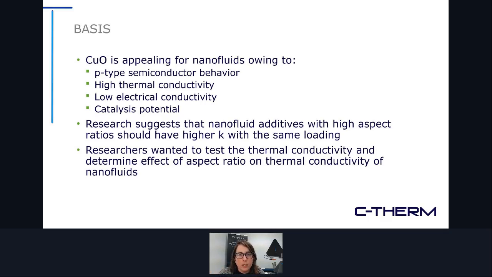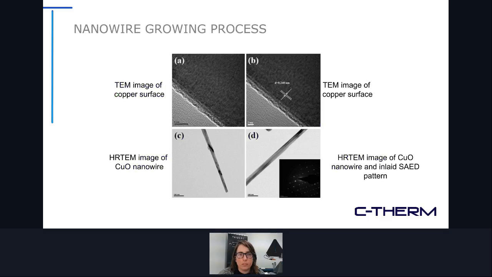even. So in this case, they're using copper oxide because of its high thermal conductivity and low electrical conductivity, so that it can be used for situations where the heat transfer fluid needs to be electrically insulating. So in this case, this is some TEM images of the growth of the nanowires, just showing the process that the authors used.